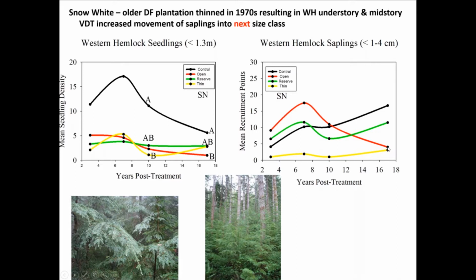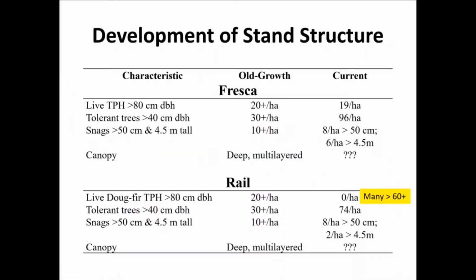And just one last one. This one already had quite a few seedlings. And so what it's really doing is moving the saplings into the next size class. So in this case, there were already quite a few, and it looks like it's really gone down over time, but that's because they've just moved into the next size class.